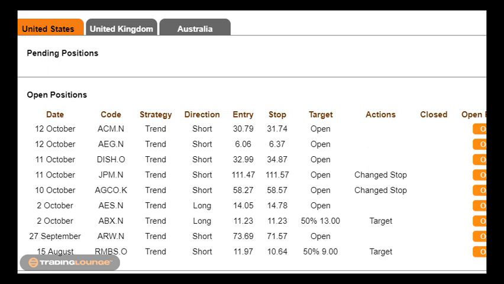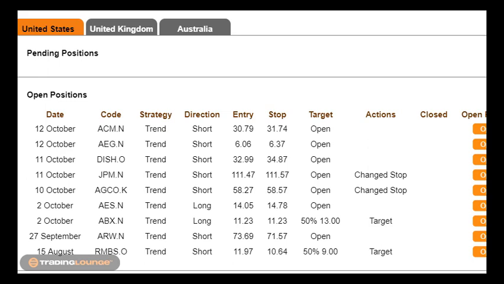CFD trading tips and tricks from Trading Lounge, and today we're going to be talking about money management. I want to keep it really simple, but I want to cover two aspects: the portfolio and also position sizing.